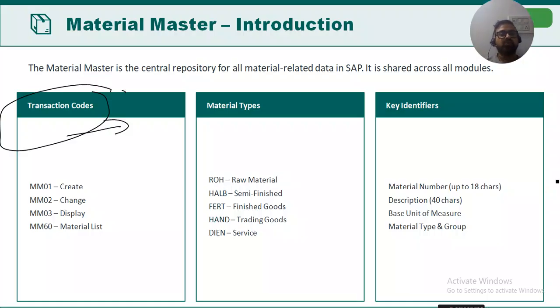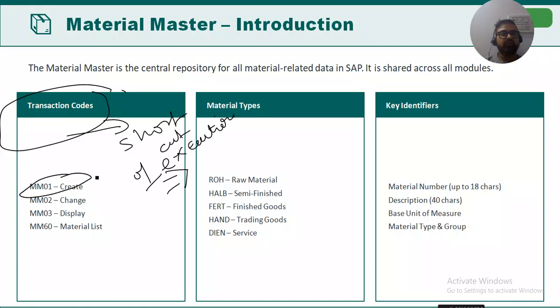So transaction code is just a shortcut of execution, right? To create the material master, this is MM01, the code. Once you put MM01, the system will pop up the screen and you can put in the details, and your material master will be created. Similarly MM02: first one is creation, two is change, and third is display. And this is the report.